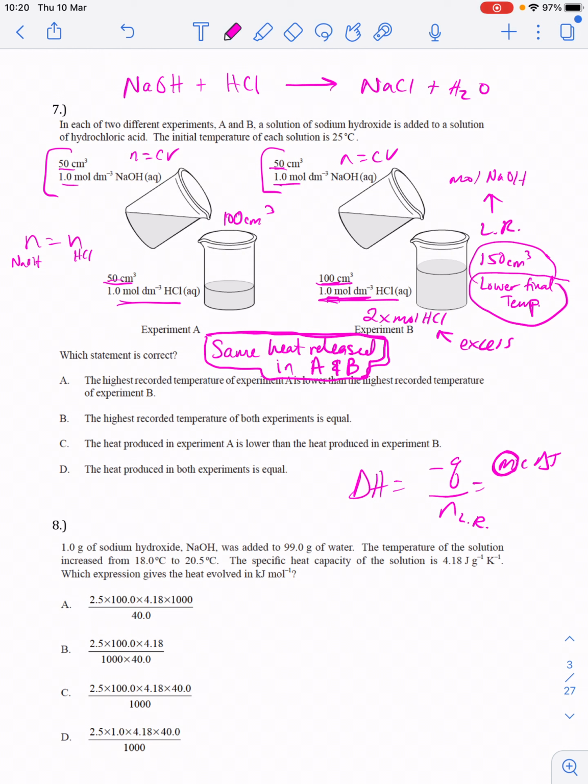So in terms of correct answer, the highest recorded temperature of experiment A is lower than the highest recorded in B. That's wrong. The one in A would be higher. The highest recorded temperature of both is equal. Wrong. The heat produced in A is lower. Wrong. The heat produced in both is equal. D is the best answer.